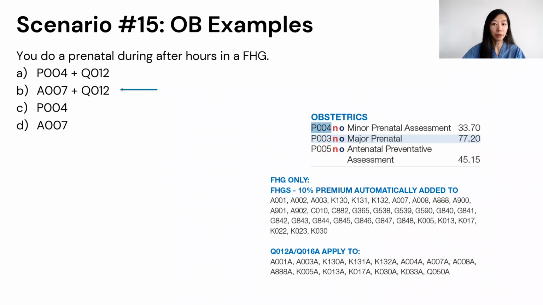Scenario number 5. So for some reason the transition didn't show up, but let's say you do a prenatal during after hours in a FHT. So this is what I was talking about earlier, right? So let's say if you work in a FHT, the A007 would actually pay more. Reason being is that they have a 10% premium added to these billing codes, but not the P codes. And if you do it after hours, you get an even higher premium to the A codes, but not these P codes. So that's why in a FHT, it would be a little different what you would bill.